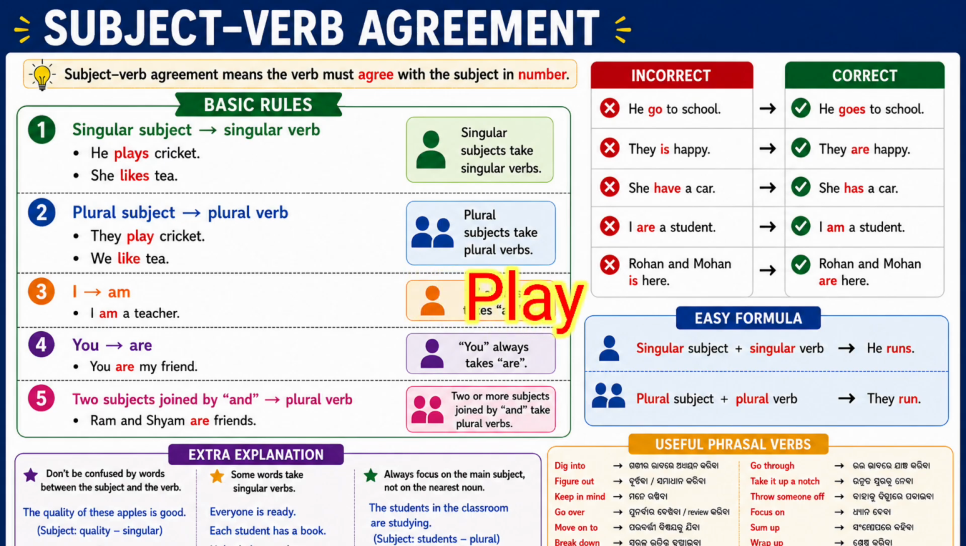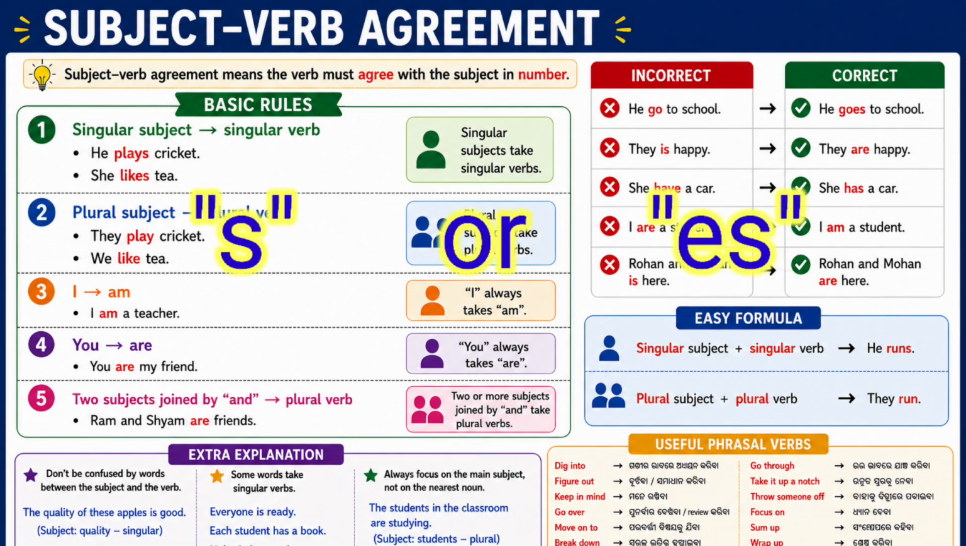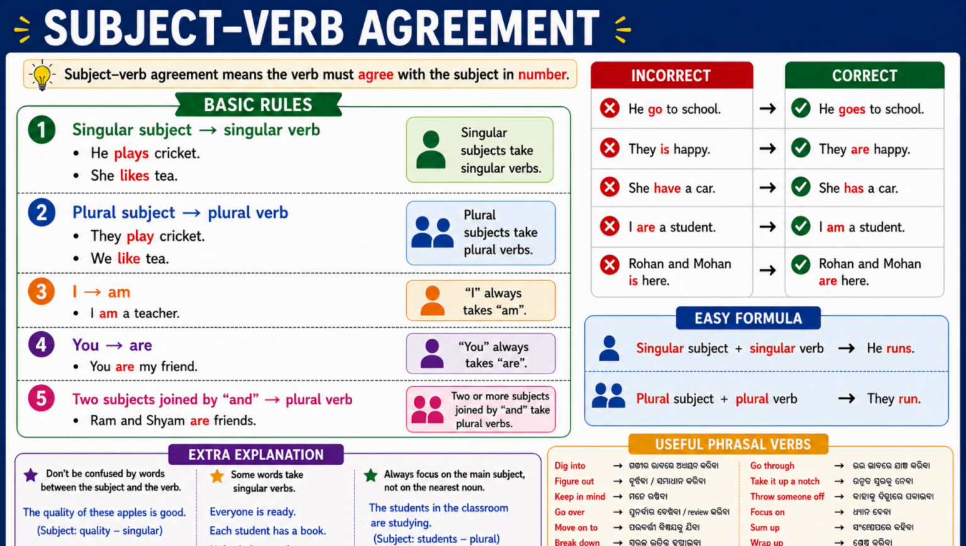So the first rule to keep in mind is singular subject always takes singular verb and plural subject always takes plural verb. Singular subject. Let's go over the first rule. We say he plays cricket. He likes tea. With he, she, and it, a regular present tense verb usually takes s or es. For example, he works hard, she watches television, it looks beautiful, but be careful. This rule applies mainly to the simple present tense.